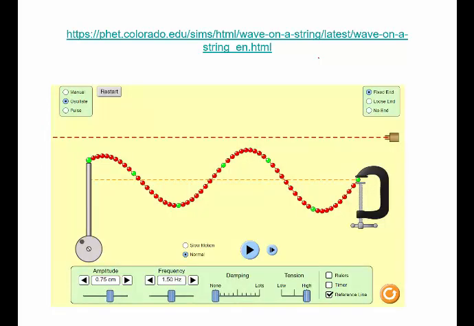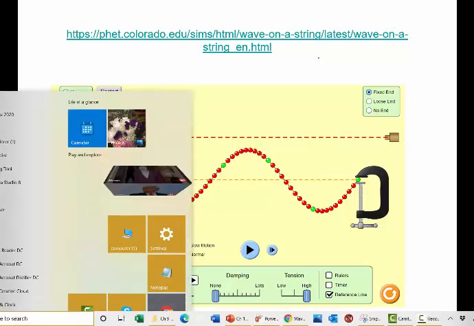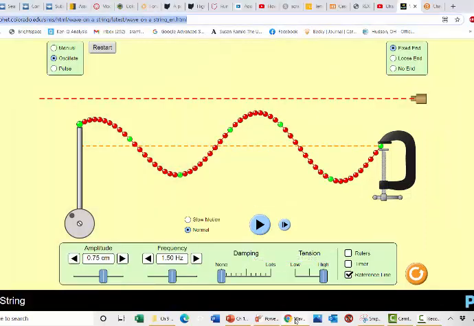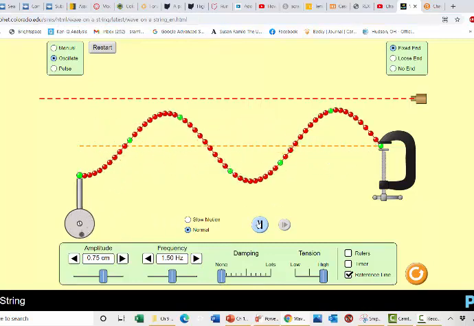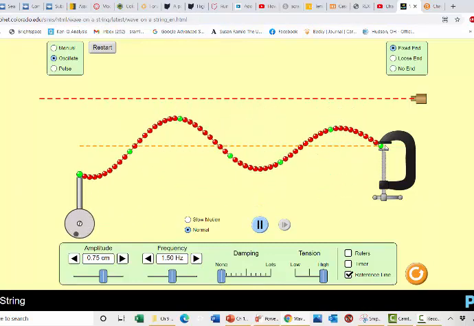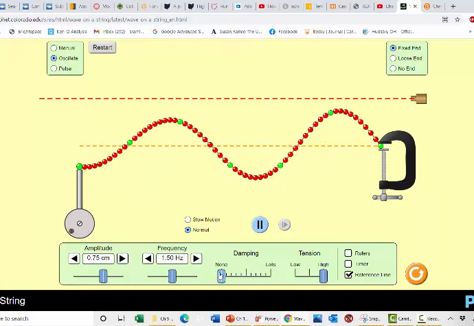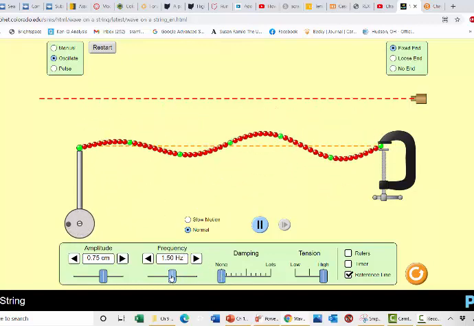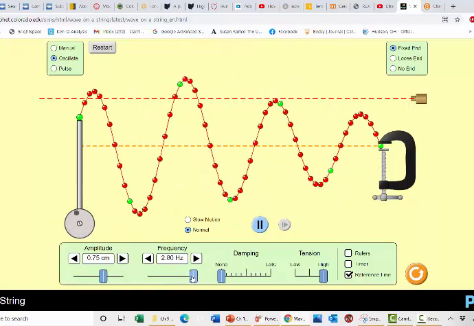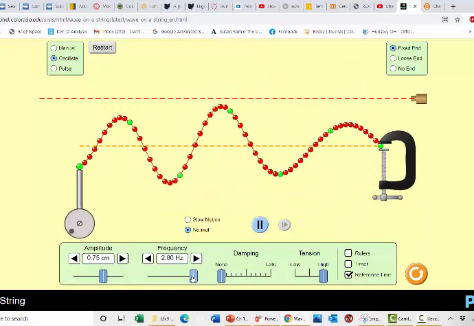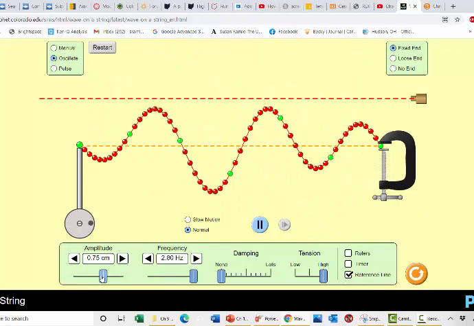And so we're going to flash to a nice little PhET simulation. Here I have created a standing wave, and I just happened to freeze it. It's fastened on this end, and I have no dampening. And I can change my frequency.